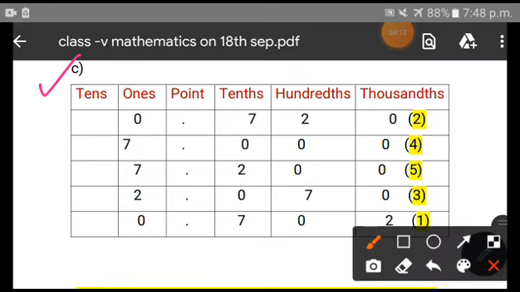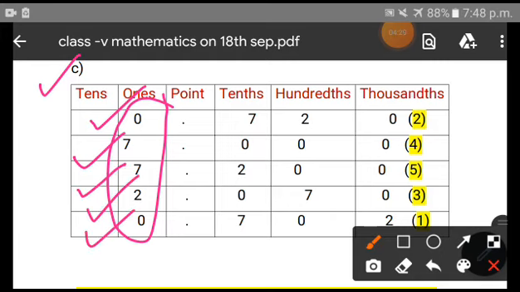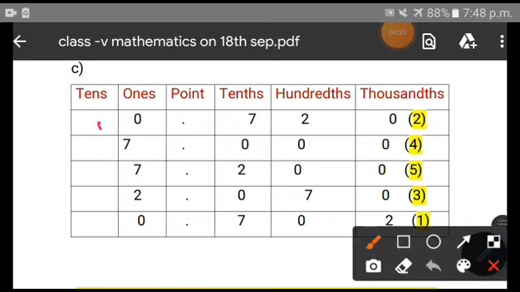So here you are writing 0.720. Now see, let's start comparing. Look at the integer part first. First case you have 0, second you have 7, next 7, then 2, then 0. So we are going to compare between these two, 0 and 0. See, in the first and the last number, in the integer part both have 0.